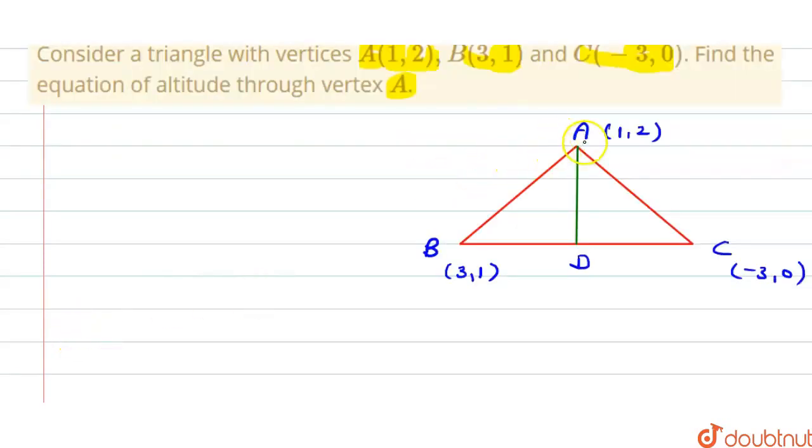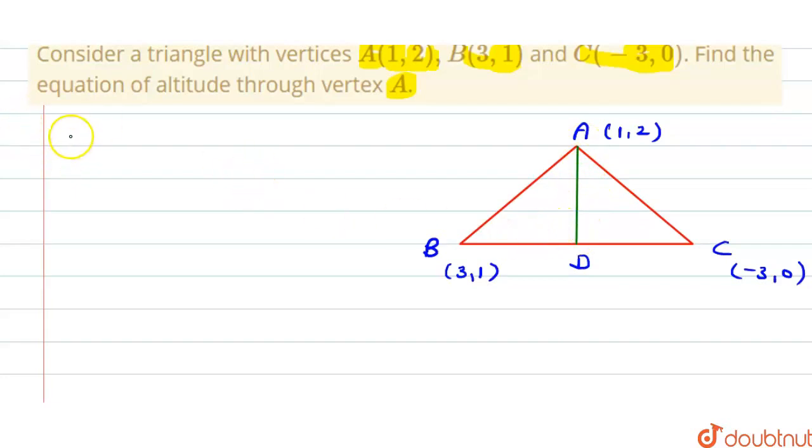So this is my triangle ABC and AD is the altitude through vertex A. Now we have to find the equation of this AD. So first we will find the slope of line BC, right? Why so? Because we know that the altitude is perpendicular to the line BC, and if two lines are perpendicular to each other, then the product of their slopes is -1. So by that we can find the slope of AD.